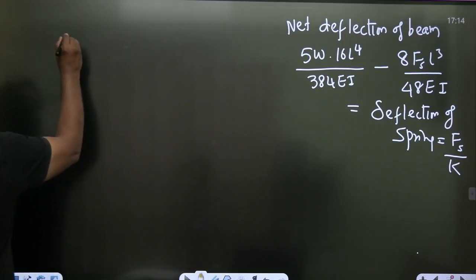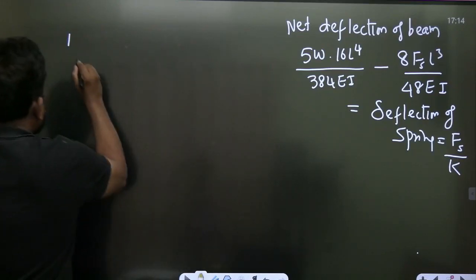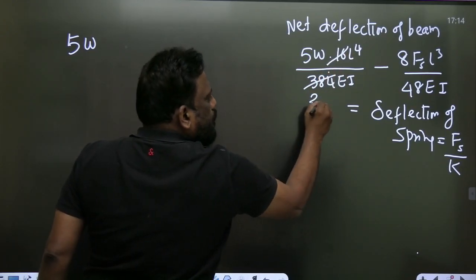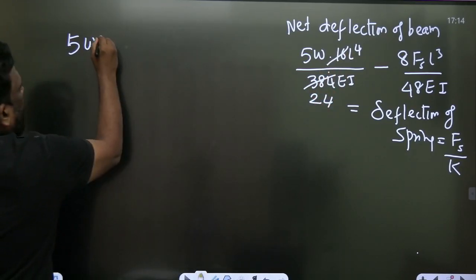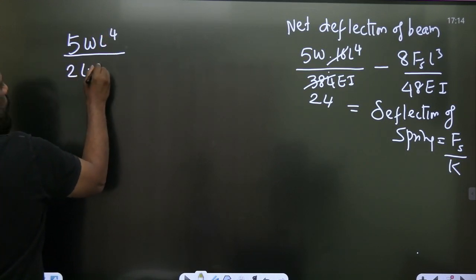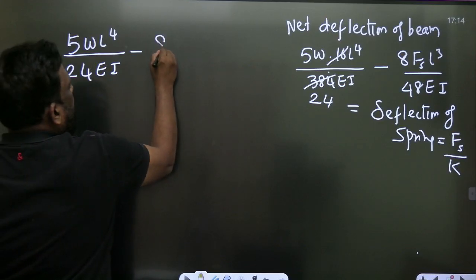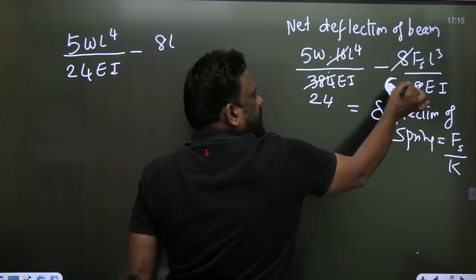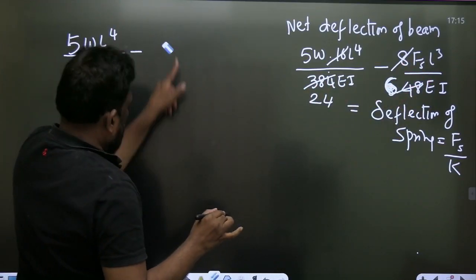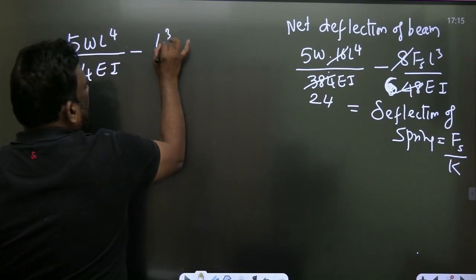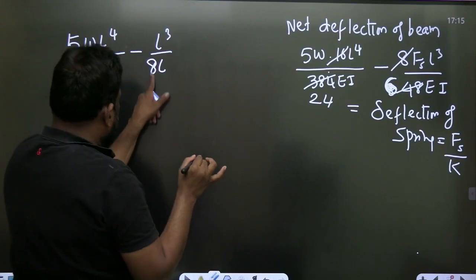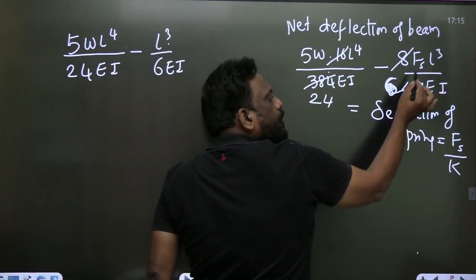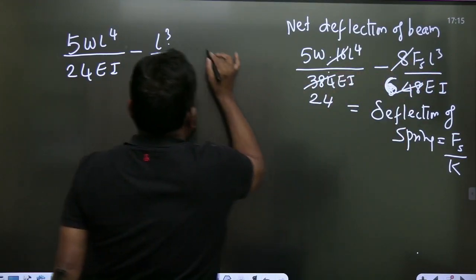Can something be cancelled? I think there is a possibility. 5W, 16 ones are 16, 16 twos are 32. So 5W L power 4 by 24 EI minus 8 L. We can cancel this as well: 8 ones 8, 8 sixes 48. So Fs L cube by 6 EI. But Fs is also left.